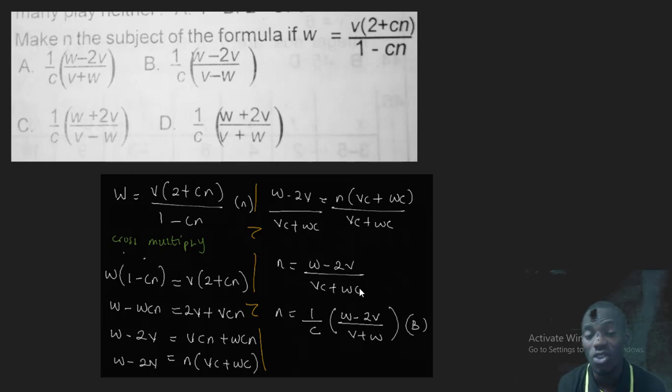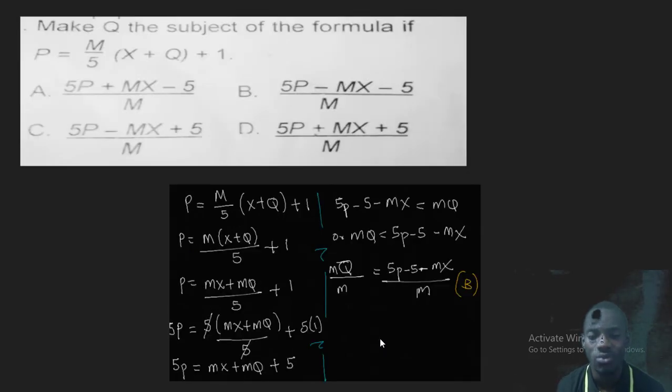I can now, since C is common, I can still show an expression. Although this is the answer, I can still simplify it like this: 1 over C bracket W minus 2V over V plus W. And that is my answer, making B the correct answer. Let's check out this one again. Now let's make Q the subject now.